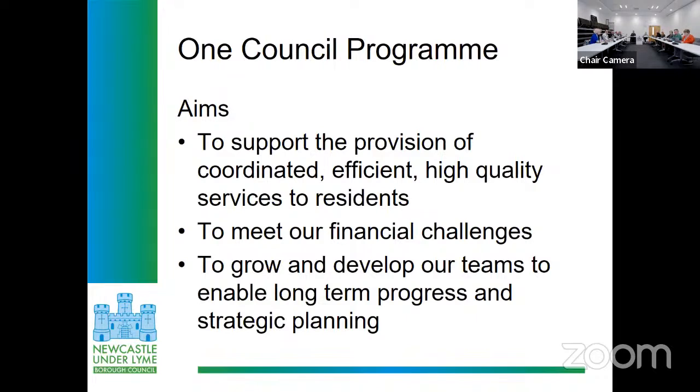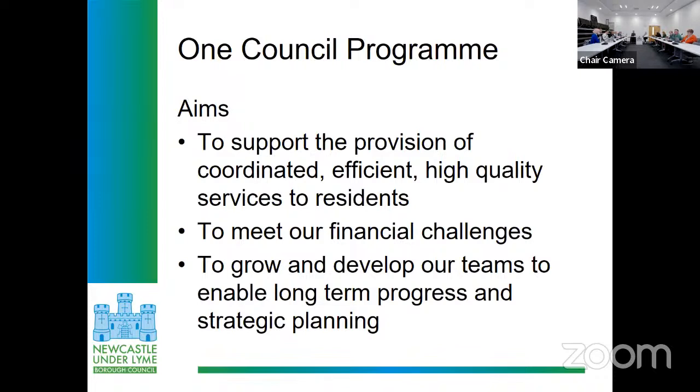Thank you very much for that intro. So we have spoken a few times over the past year or two around the One Council programme. So as Councillor Tagg helpfully said, this is the latest update around what we're doing. But as always, I like to just remind you about the programme itself in general and some of the things that we've already achieved. So the One Council programme has three main aims.